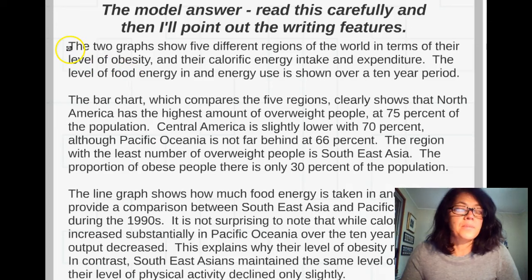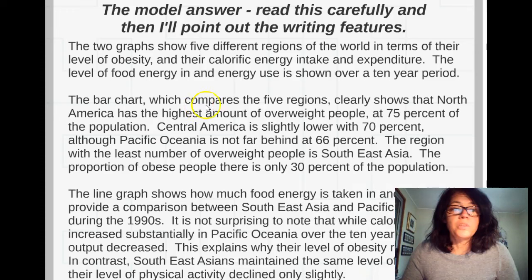Let's begin. The two graphs show 5 different regions of the world in terms of their level of obesity and their calorific energy intake and expenditure. The level of food energy in and energy use is shown over a 10-year period.